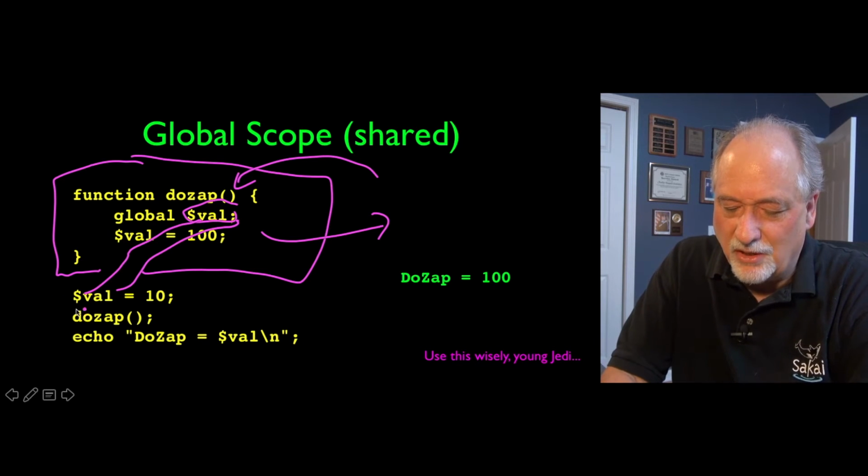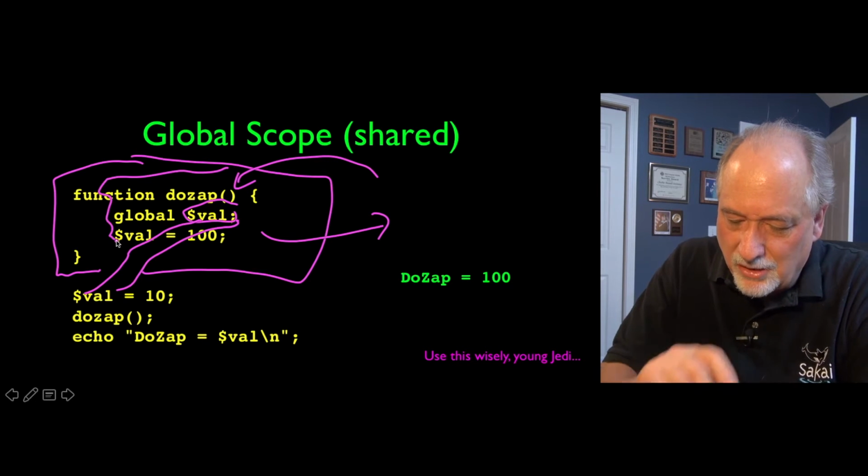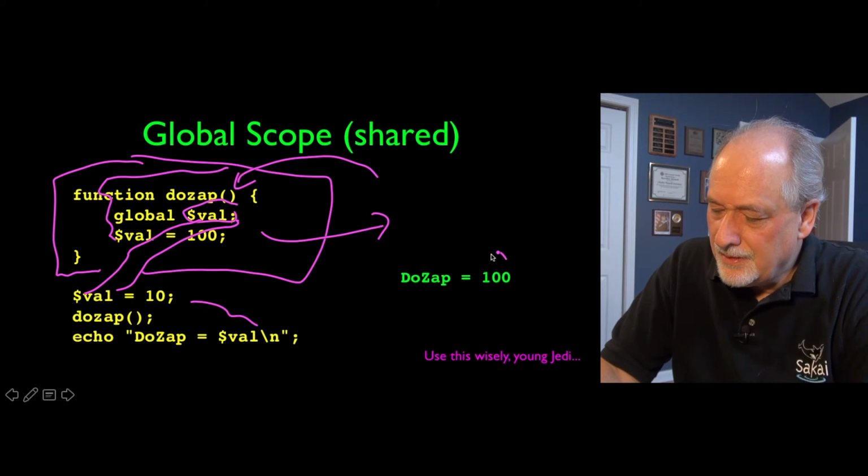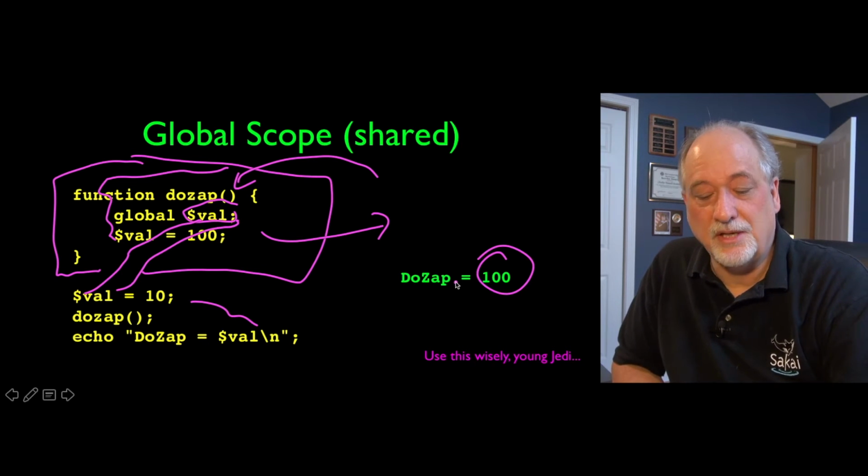So we set the global val to 10 here, we run zap, it comes in here, it runs this, and we set the global val to 100, and that is the same thing. And so when we come back, it's 100. That just means that you're sharing it.